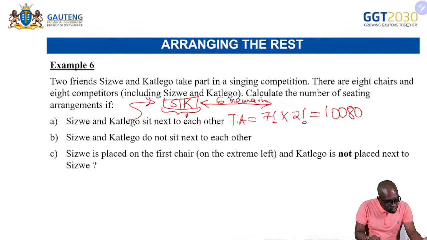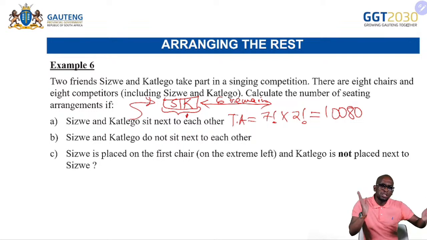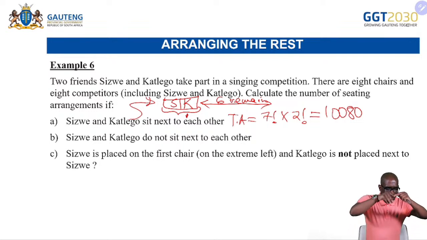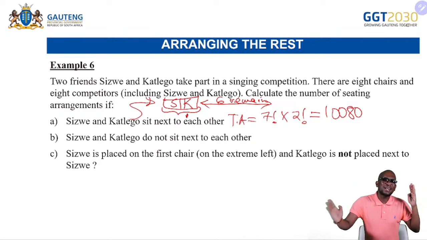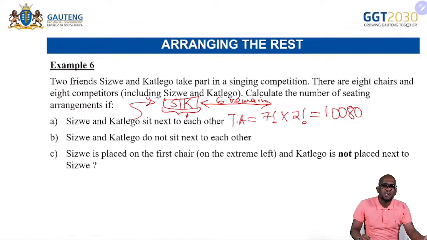Right, moving on to the next one. Sizwe and Katleho do not sit next to each other. Now, this becomes a bit of a tedious problem if you're going to look at all the possibilities. Remember, we have 8 competitors, so you will be looking at a lot of possibilities, all the possibilities where Sizwe and Katleho are not placed next to each other. It would be a very tedious task.